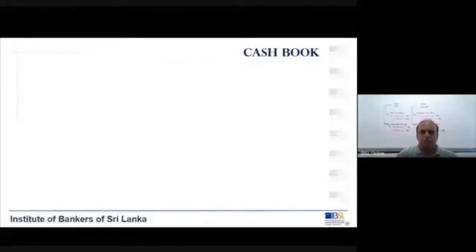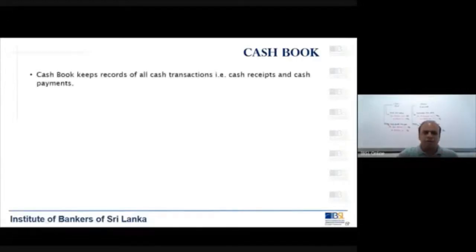Right. So we'll get on to the fifth day book, which is called the cash book. Where you will record all your cash transactions of a business in this particular day book. So cash book keeps records of all cash transactions, cash receipts and cash payments. Cash receipts means whatever the form that you receive cash to your business. Somebody might give you a payment as a debtor, or maybe you sell something and receive cash. Those will be your cash receipts.